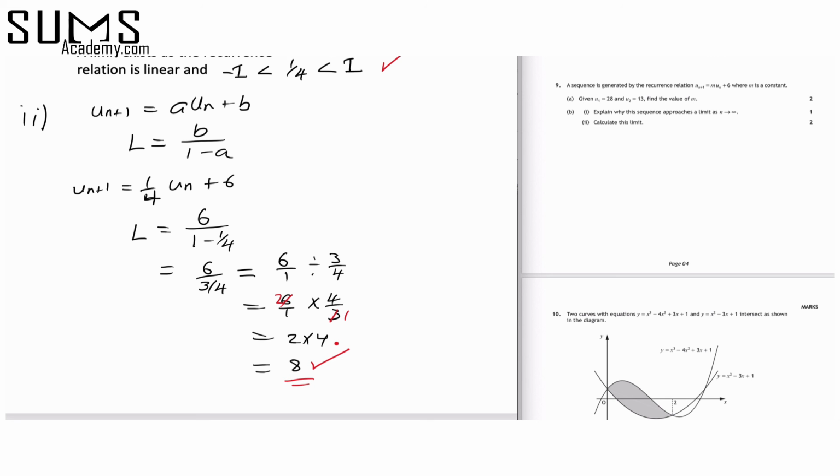So you get 1 mark for knowing how to calculate the limit, and then you get another mark for having the correct limit there. Okay.